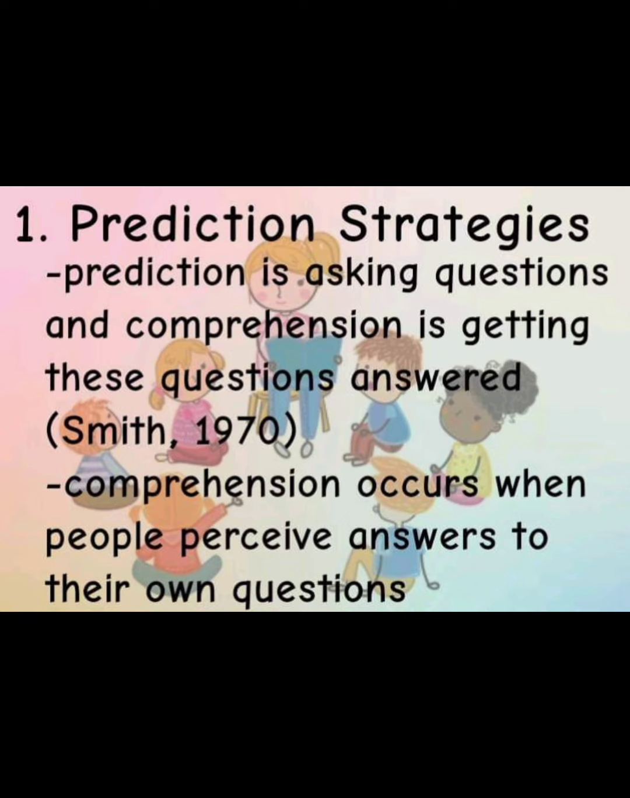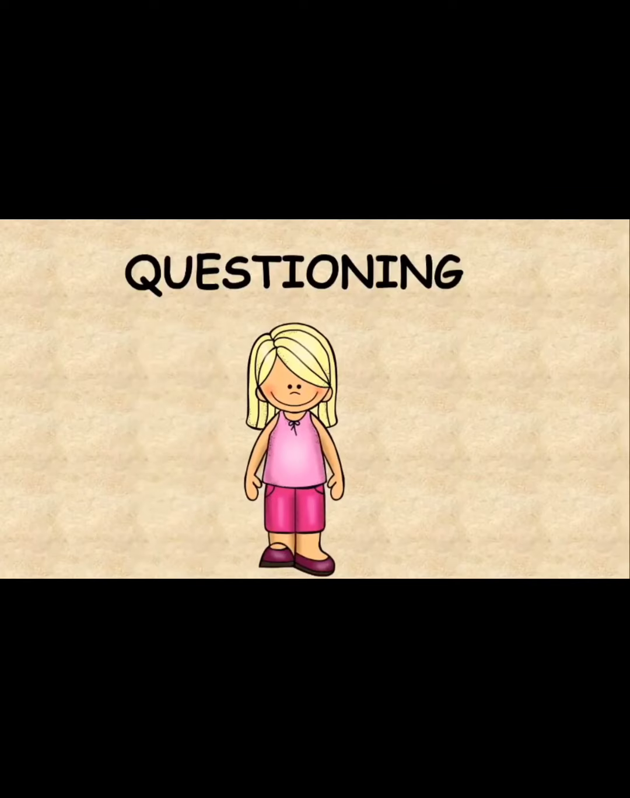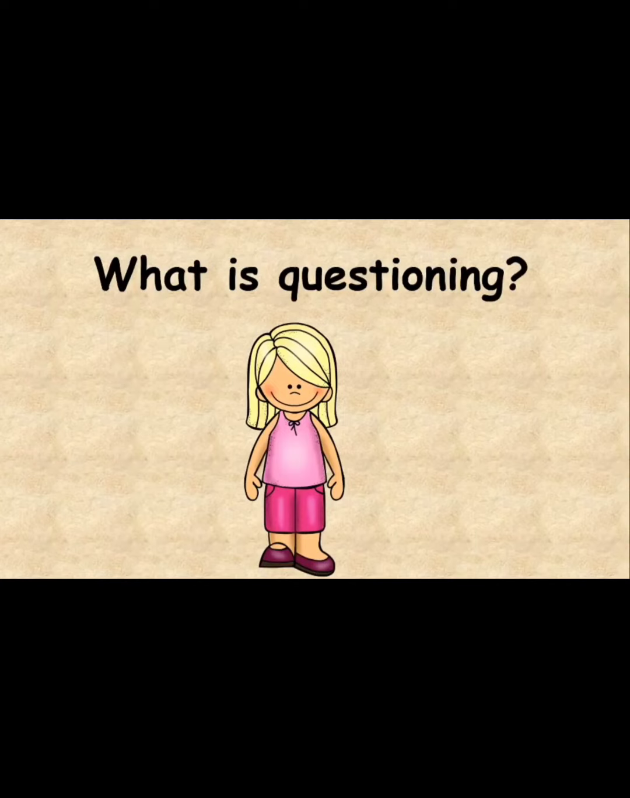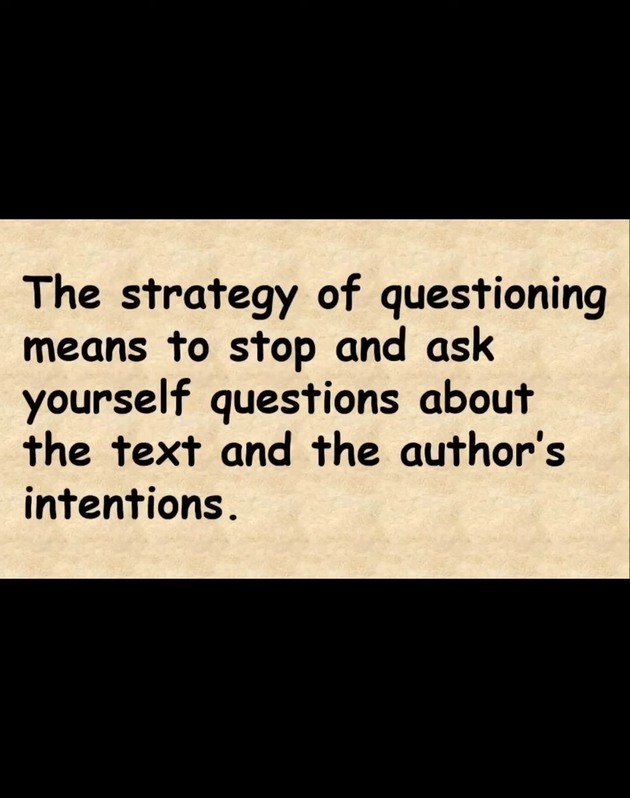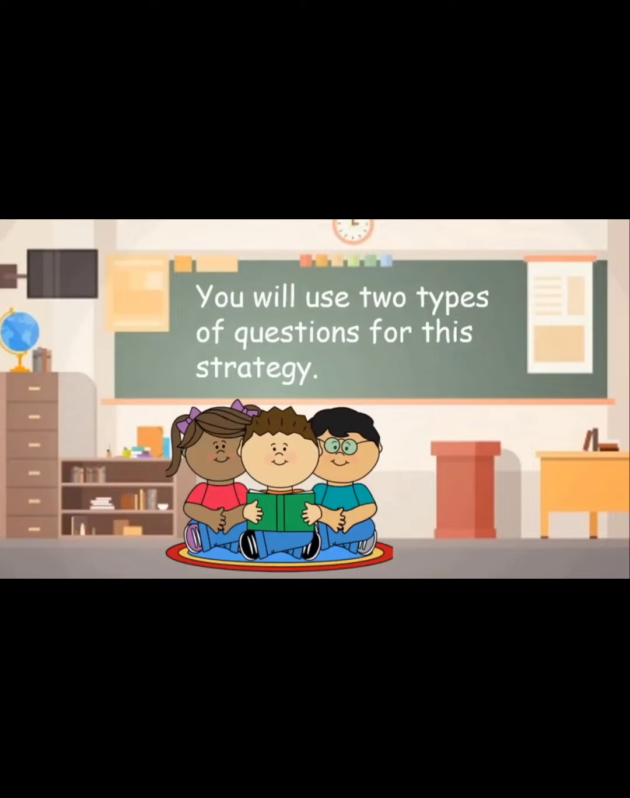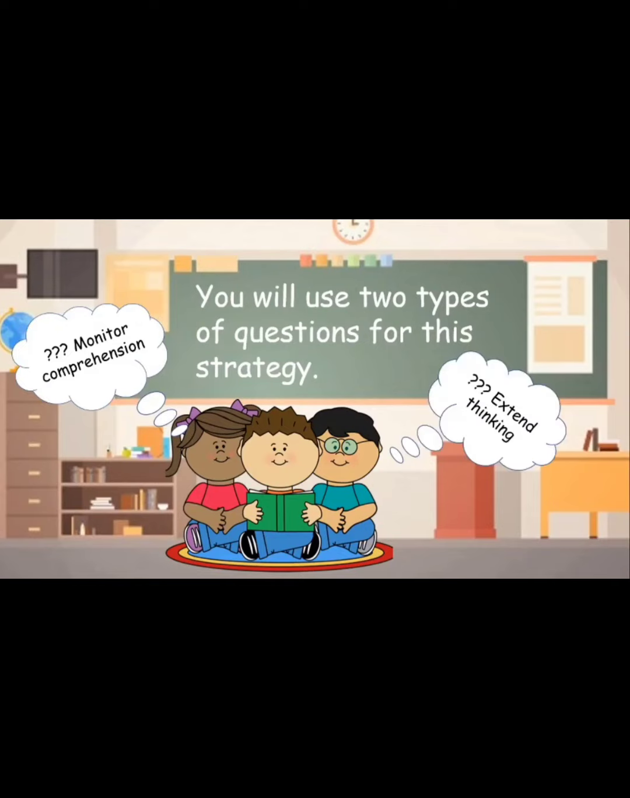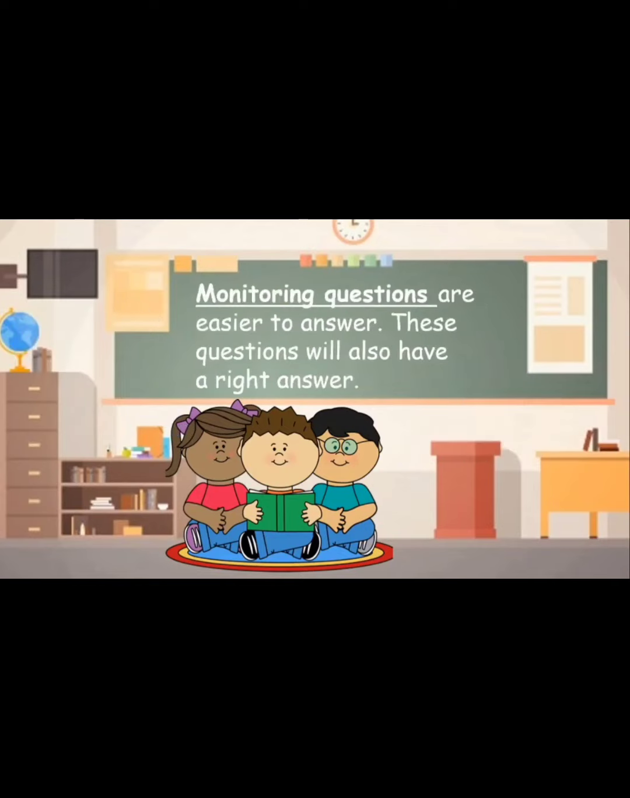Prediction strategies. Let's learn about the strategy of questioning. The strategy of questioning means to stop and ask yourself questions about the text and the author's intentions. You will use two types of questions for this strategy. There are questions that monitor your comprehension and questions that extend your thinking.